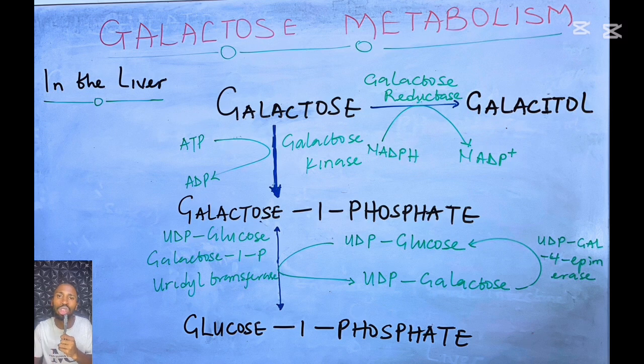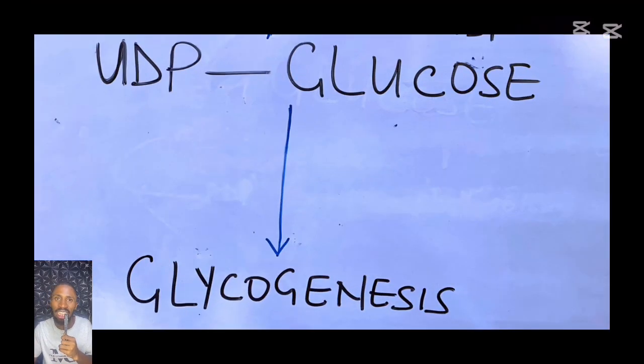To form UDP galactose, and the phosphate is given to glucose to form glucose 1 phosphate. Don't forget it. So now what happens? The UDP galactose is epimerized at carbon 4 to form UDP glucose, which is needed in glycogen synthesis.